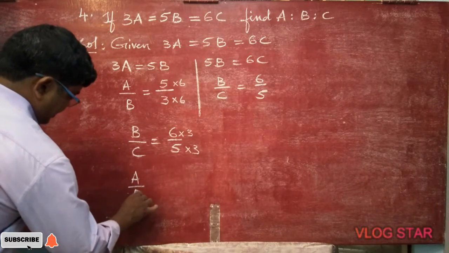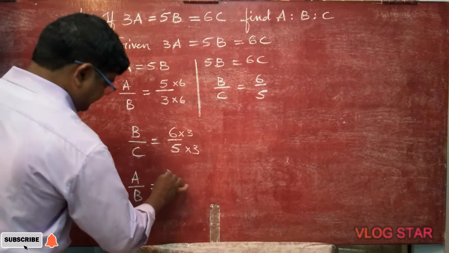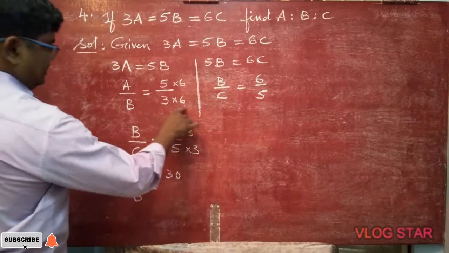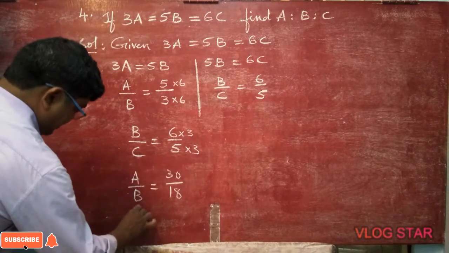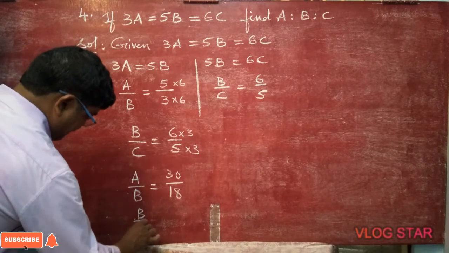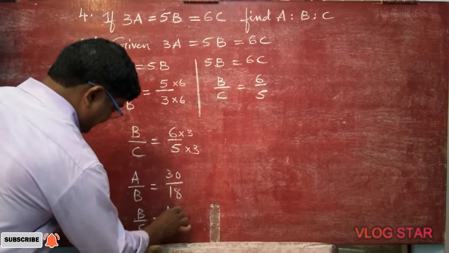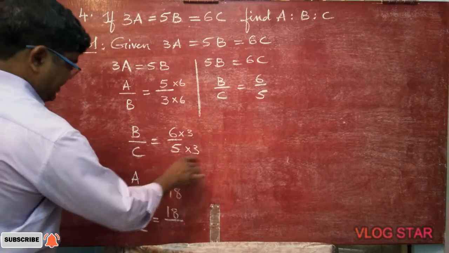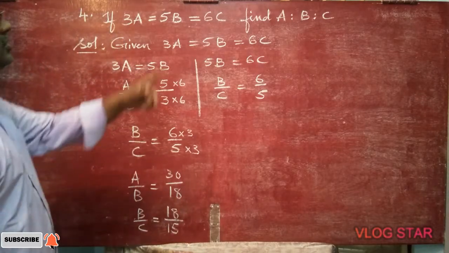A by B is equal to 5 6s are 30, 3 6s are 18. B by C, 6 3s are 18, 5 3s are 15. Now, what are they asking to find?